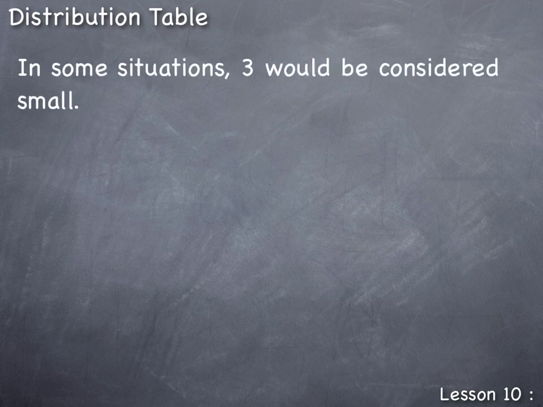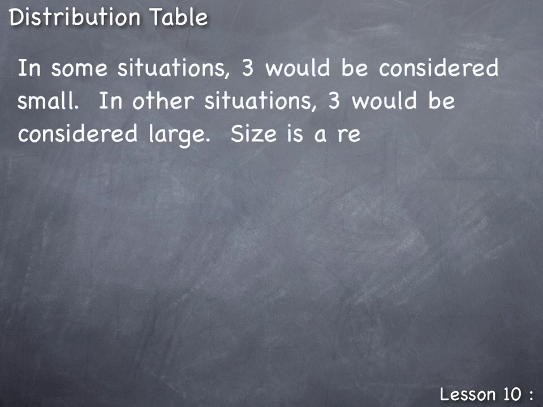In some situations, 3 would be considered small. In other situations, 3 would be considered large. You see, size is a relative notion. For instance, 3 green M&Ms would be considered a relatively small amount of M&Ms to be eaten by an elephant, whereas the very same 3 M&Ms would be considered a relatively large amount of M&Ms to be eaten by an ant.